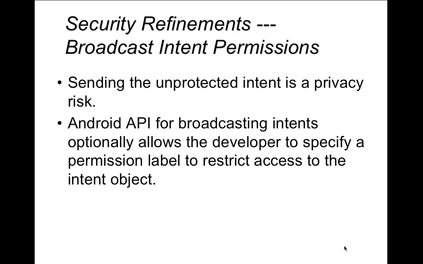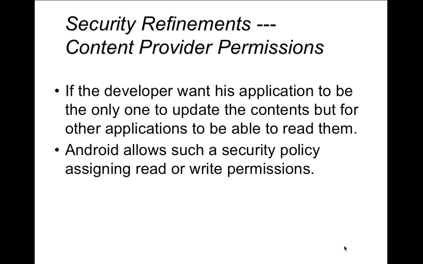Broadcast intent permissions. Sending an unprotected intent is a privacy risk because information can be spread. Information without control can leave one app and go to another, or one system to another. The API for broadcasting intents optionally allows the developer to specify permission labels to restrict access to intent objects. And that's pretty much what you're doing when you're listing intent applications. This class is going to be able to communicate with this other class, and you're not making it so that every class can communicate unless you say no, which is the opposite of that.